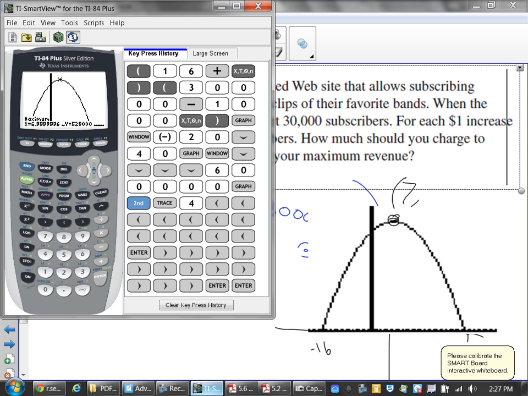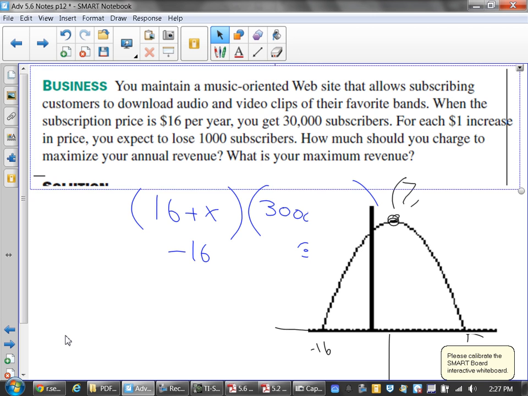Yes, sir. Is there a plus or minus button on this? No. There's a plus and a minus button, but not a plus-minus button.